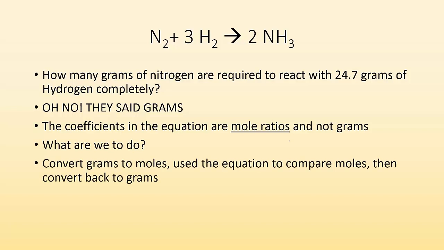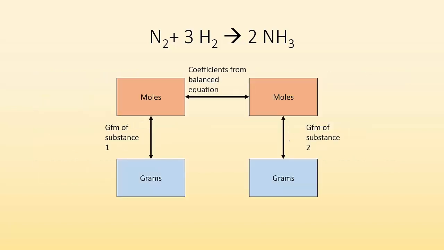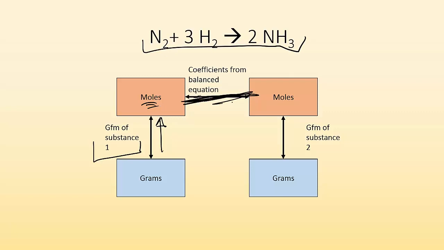So what are we going to do? Basically just convert the grams to moles and then use the equation to compare moles and then convert back to grams. That's all you got to do. So this is what we're going to be doing, right? So we start with grams of one thing, and we got to go to moles. So how do we do that? Well, we use the gram formula mass of that substance. Now, once we have the moles, we can use this equation to give us the mole ratio and go back and forth between the moles. Now, once I got the moles of the thing that I'm trying to solve for, if they want grams, well, then I just use the GFM again. So I'll use the GFM to give me grams of the thing that I'm trying to end up with. All right, so you're just going to convert between grams and moles, and you've done that already. You're an expert at that, so it's no big deal.